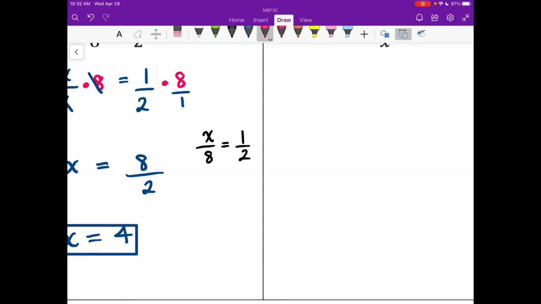I don't know if your teachers have taught you how to cross multiply, but you basically just do this, right? So you do 2 times x, and it only works if there's an equal sign in between them two. And then 8 times 1, right, is 8, and then you just divide both sides by 2 over here. X is equal to 4.